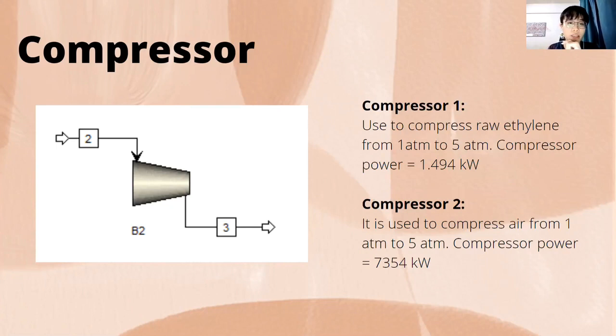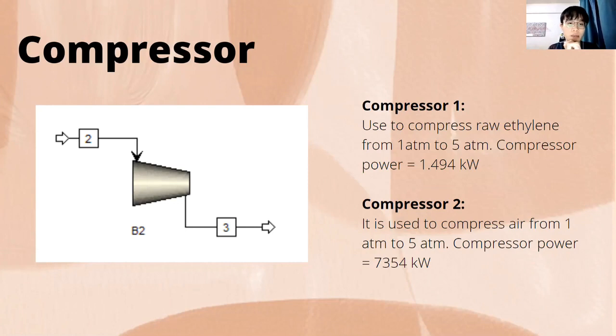Compressor 1 is used to compress the raw ethylene from 1 atm to 5 atm. The compressor power is 1.494 kilowatt, which means that 1.494 kilojoule per second of energy is required to compress the raw ethylene gas from 1 atm to 5 atm.